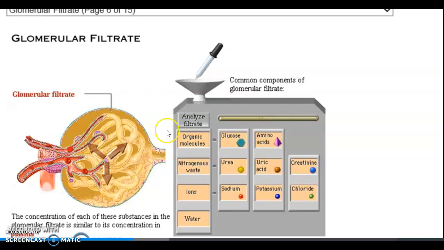Now, so glucose, amino acids, of course we shouldn't be able to lose big proteins through the filtration membrane, but the building blocks of the proteins, the amino acids, we certainly could lose and we certainly want to reclaim.